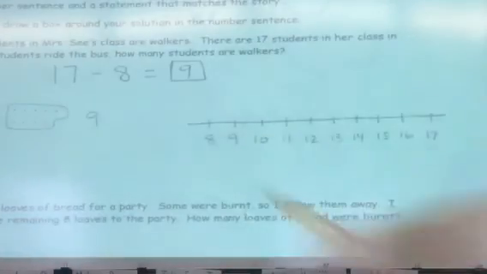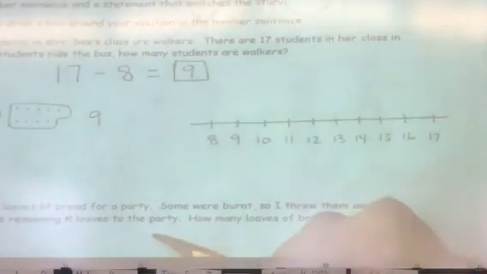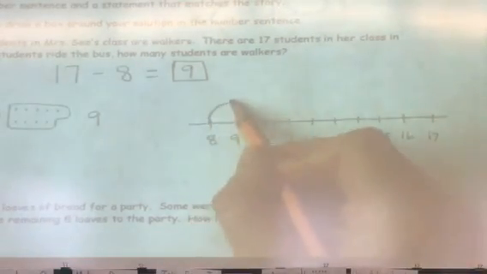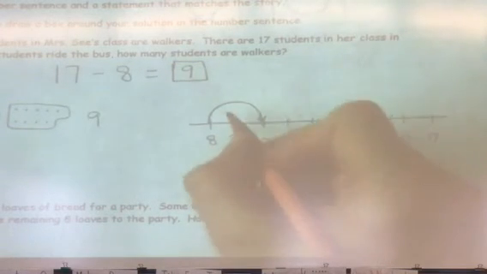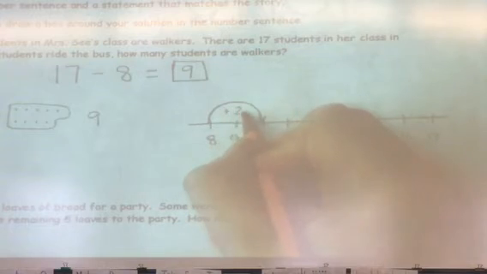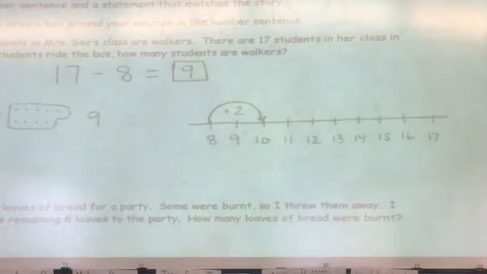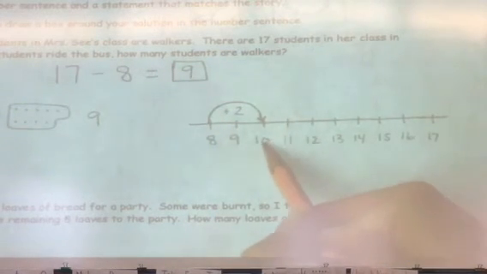Now, if I'm starting at 8, remember we also started with our fingers that were up? If I start with my fingers, how many more do I need to pop up if I start at 8, but I need to get to 10? 2. Excellent. So I'm going to make a jump here, and I'm going to use my arrow to show which direction I went, and I'm going to say that I added 2. I moved 2 spaces.